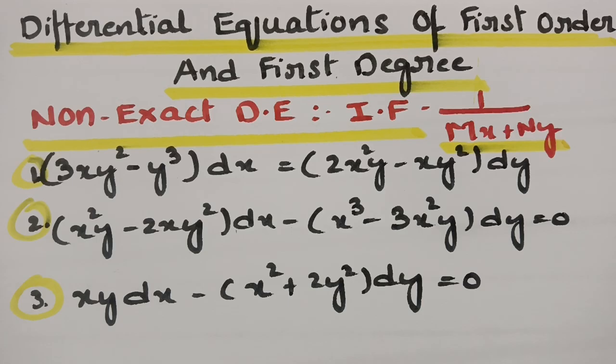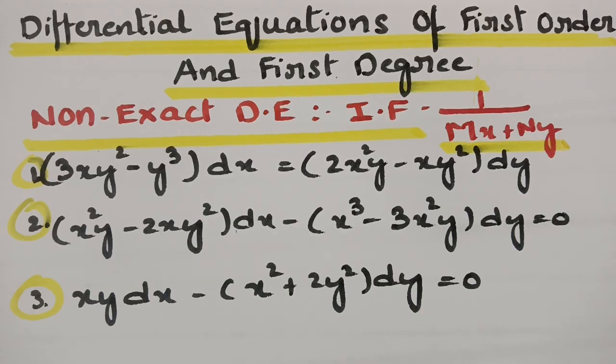In order to get the solution here, we are going to use the integrating factor 1 by (mx + ny). Whenever the equation is non-exact and is a homogeneous differential equation, we obviously use the integrating factor 1 by (mx + ny). Here are a few questions which are very important, so I'll solve and please follow.